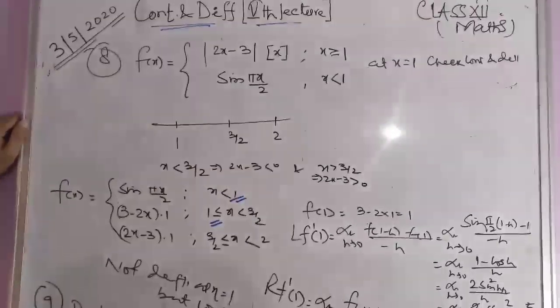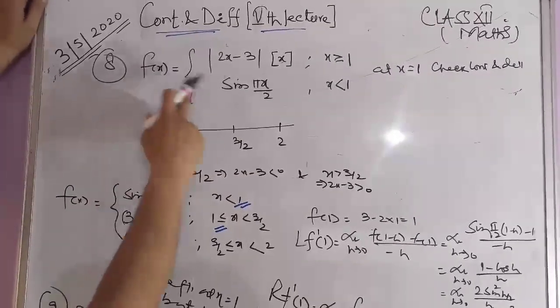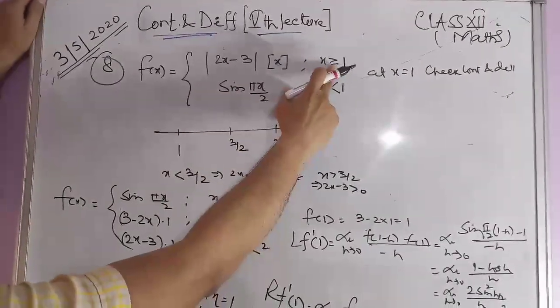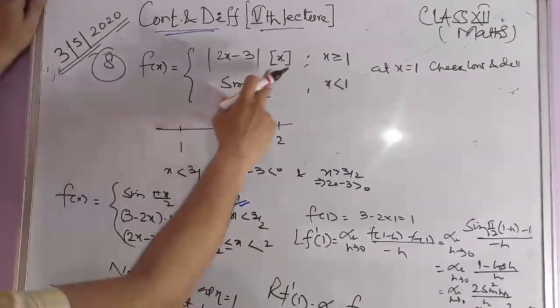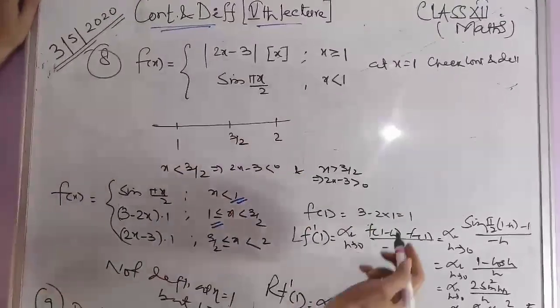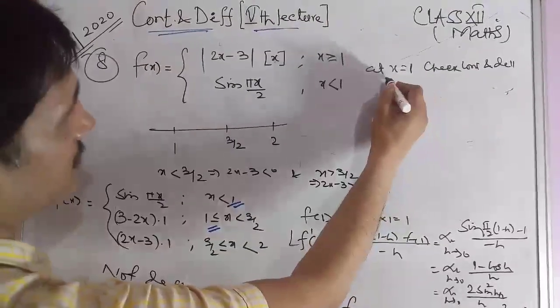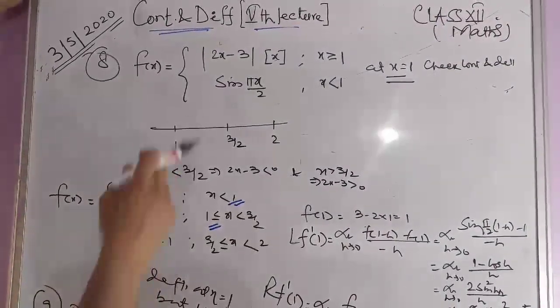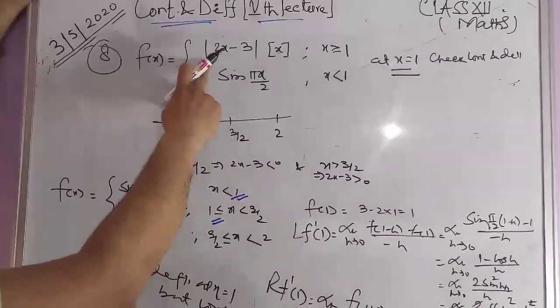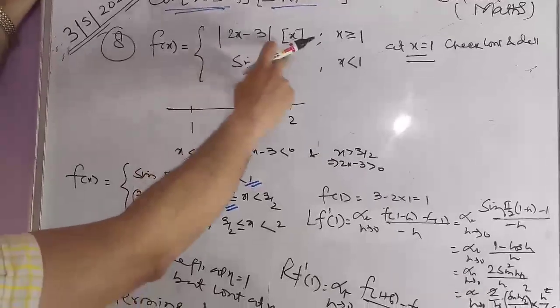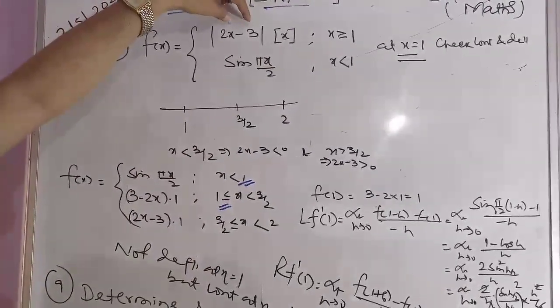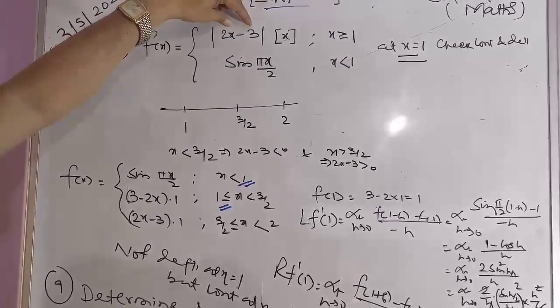Next question: f(x) = |2x − 3|[x] for x ≥ 1, and sin(πx/2) for x < 1. We have to check continuity and differentiability at x = 1. First of all, we have to remove the modulus and the greatest integer function. We put 2x − 3 = 0, so x = 3/2.